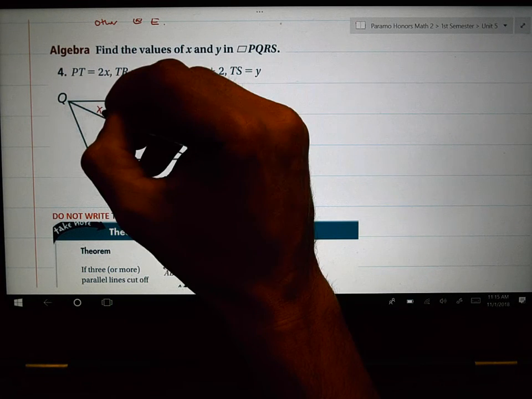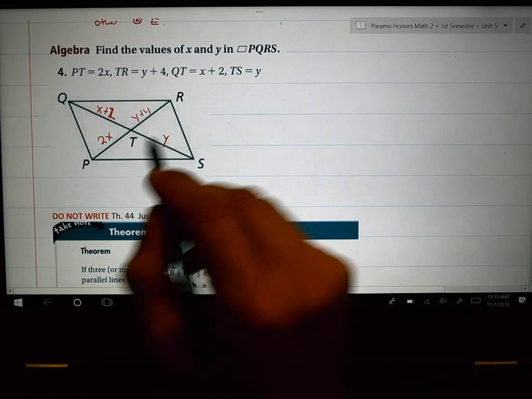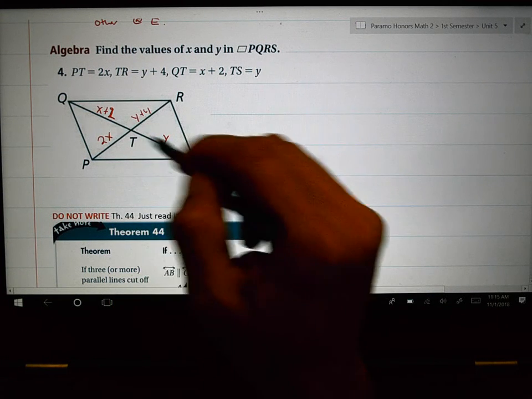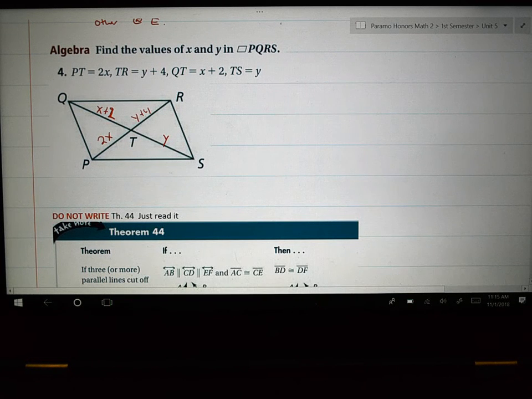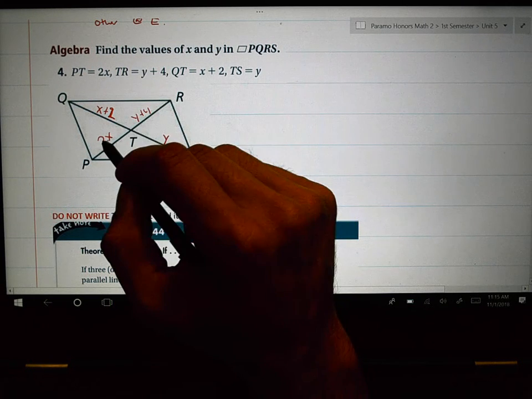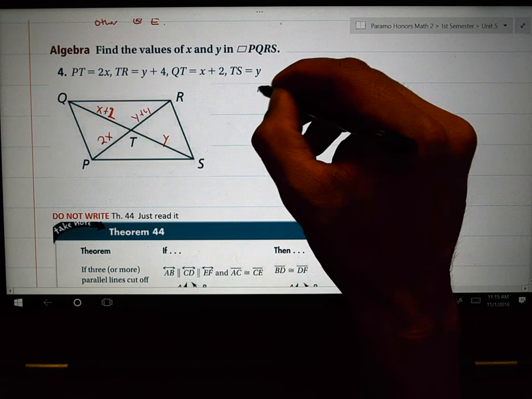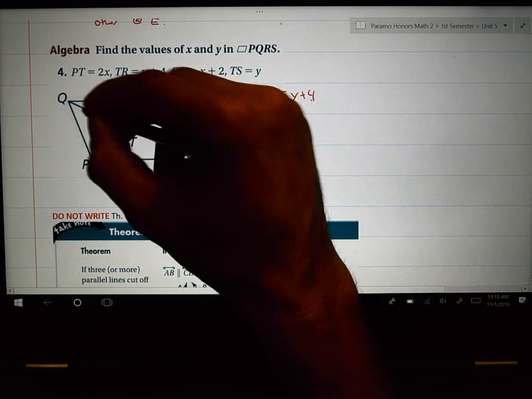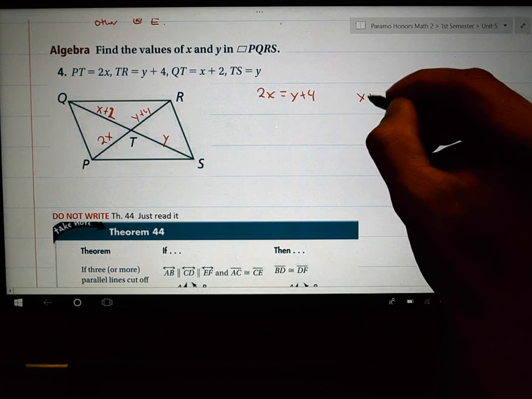I sidetrack. I digress. So if I look at these two things, and I'm talking about a parallelogram, and I'm talking about a diagonal and another diagonal, if I know it's a parallelogram, then the diagonals must bisect each other. They must cut each other right at the midpoint, and this piece here should be equal to that piece there. The 2x should be equal to the y plus 4, and the x plus 2 should be equal to the y.